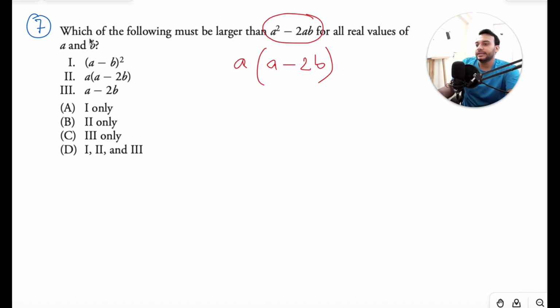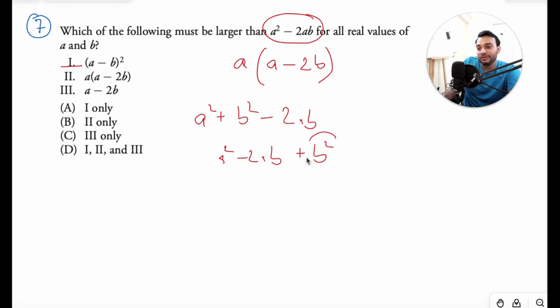Okay, let's check. First one, (a minus b) squared. a squared plus b squared minus 2ab. So a squared minus 2ab, that part is given in the question itself. There's a plus b squared. So even if b is negative, b squared is going to be positive. So it must be larger than a squared minus 2ab, because this value would remain the same in the comparison, and plus b squared will add to it. So it must be larger for all real values of a and b.